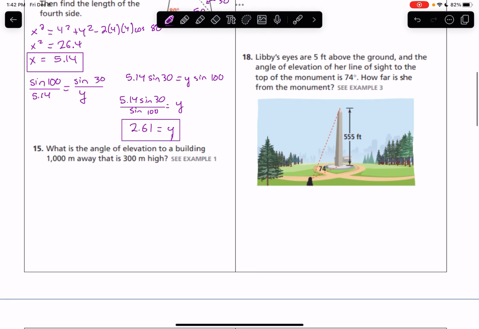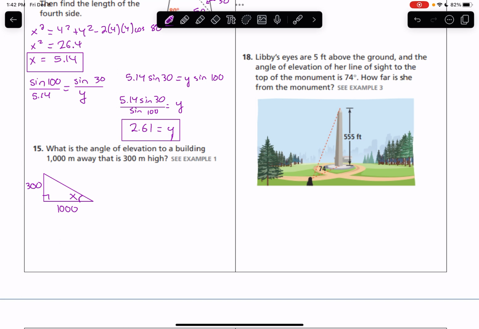Number 15, what is the angle of elevation to a building 1,000 miles away that is 300 meters high? Well, let's draw this. We've got a 300-meter building that is 1,000 miles away. We're trying to find the angle of elevation. It looks like, compared to this angle, I have the opposite side and the adjacent side, and I know it's a right angle because I'm using angles of elevation in right triangle trigonometry. So I'm going to use tangent with opposite and adjacent because of SOHCAHTOA.